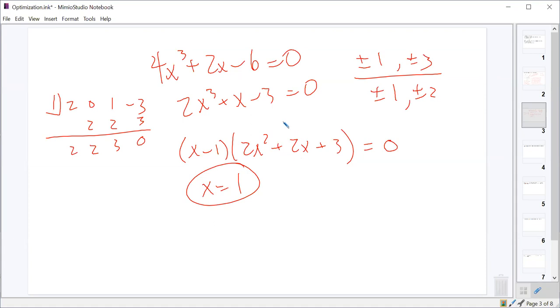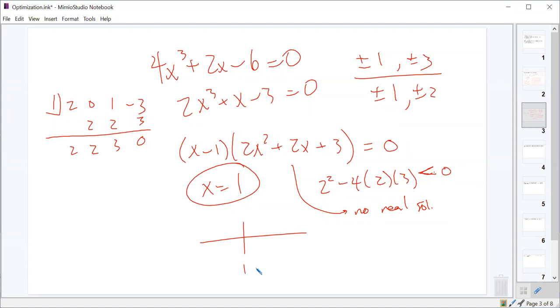And then what about this one? This one, the discriminant is less than 0, right? B squared minus 4ac is less than 0, which tells you that this piece of it has no real solutions. Remember learning that back in like 7th or 8th grade? Hopefully, yeah. So we got x equals 1.